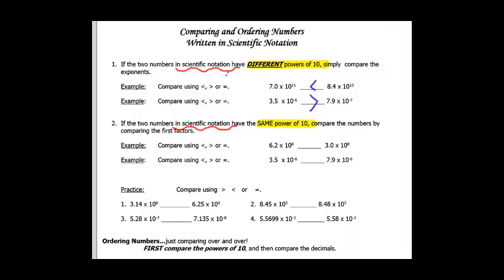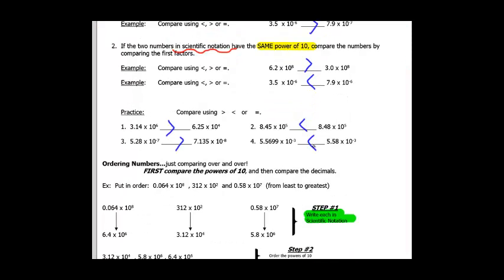If the two numbers in scientific notation have the same power of 10, then we would just compare the numbers by those first factors. So in the first example, 6.2 is greater than 3.0, so we know that the 6.2 would be bigger, and 7.9 is larger than 3.5, so that also is going to be a bigger number. You can go ahead and complete questions 1 through 4 on your own and come back and check. Okay, you can check those 4 answers quickly, and then we will talk about ordering numbers in scientific notation.